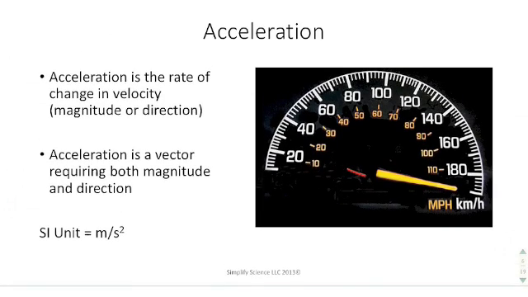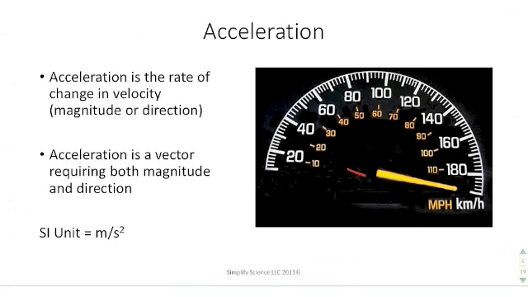Acceleration is new for this particular thing. It is the rate of change in velocity. Now, just like velocity is a vector, acceleration is also a vector, which means that it has to be defined by both magnitude and direction. So you have to say it's 10 meters per second squared east. You can't just say, oh, 10 meters per second. It won't work that way. So acceleration is a vector.